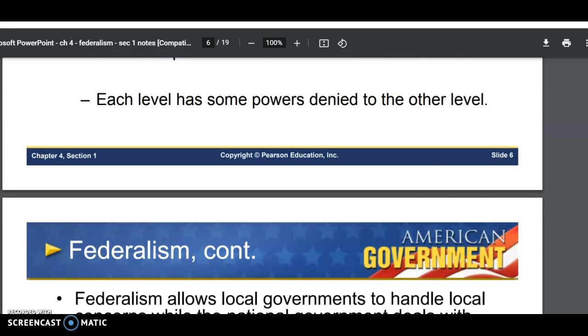The only other thing that you do need to know on that slide is that each level, being the state and the federal, have some powers denied to the other. So there's some things the federal government can do that states can't do, and vice versa.